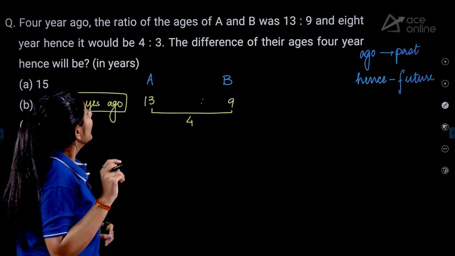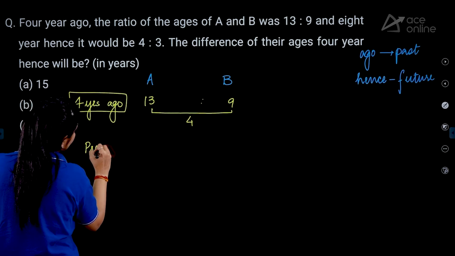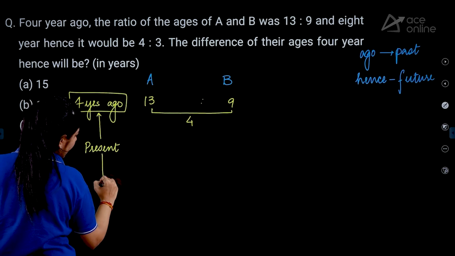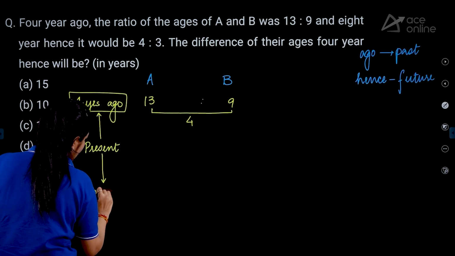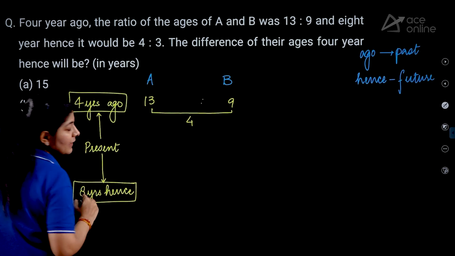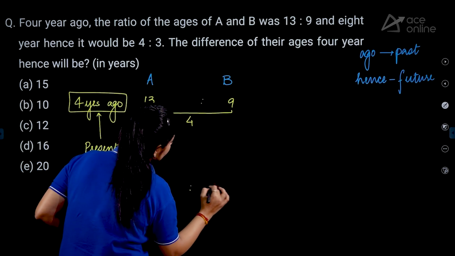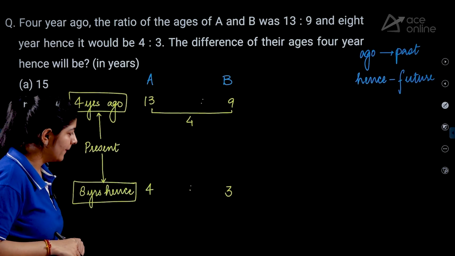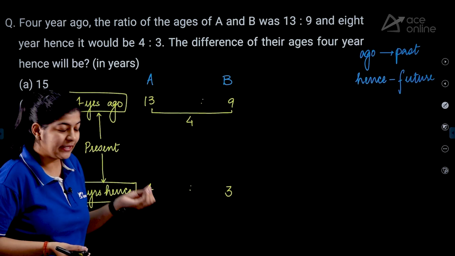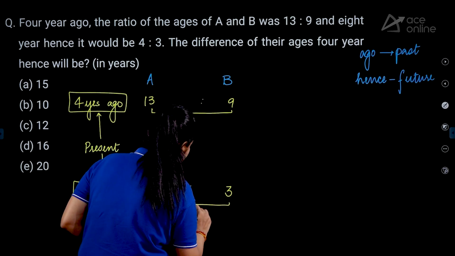Okay. Now 8 years hence. If this was the past, now we are talking about the future. 8 years hence, the ratio will become 4:3. Now, if I again have to find the difference between A and B in terms of ratio only, here I get a difference equal to 1.